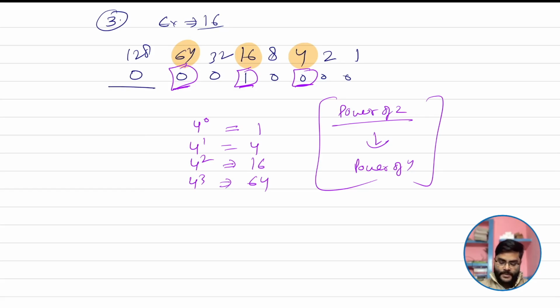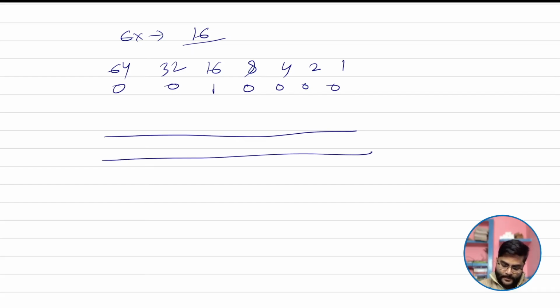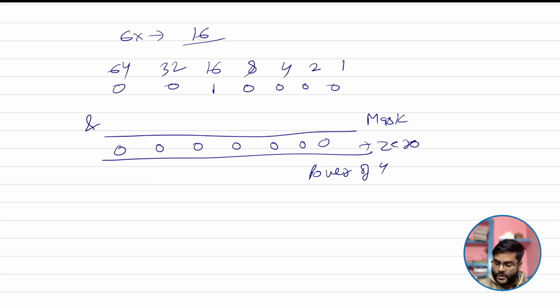I want to create a mask for what? So let's take this example. Let's say 16. It can be written as 1, 2, 4, 8, 16, 32, 64. So it will be 1 here and all zeros. Now I want to find a mask which should result in 0 if it is a power of 4.